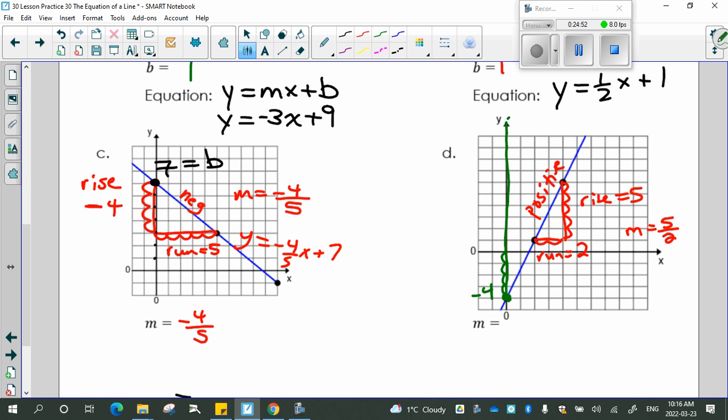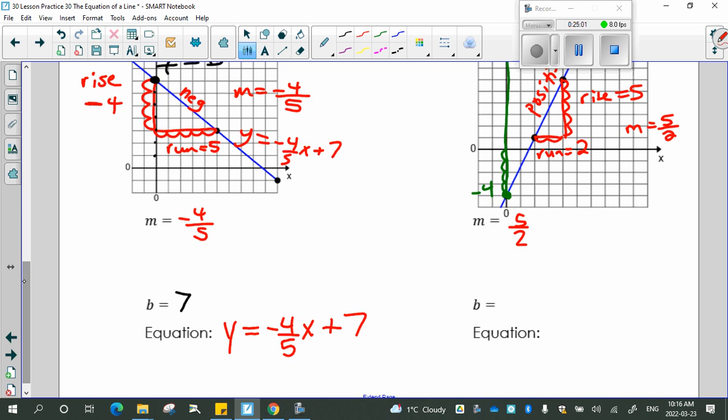Okay? How many people got 5 over 2 for the slope? How about negative 4 for the y-intercept? Yes? So what would be the equation? Kylie? Y equals 5/2 x minus 4. Perfect.